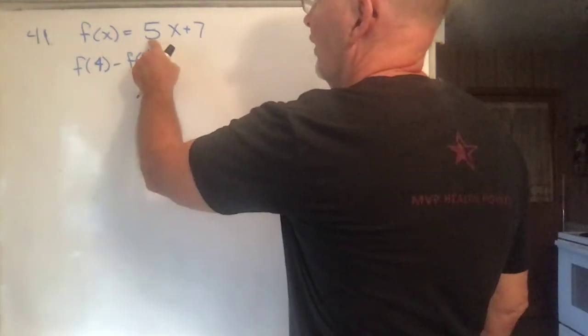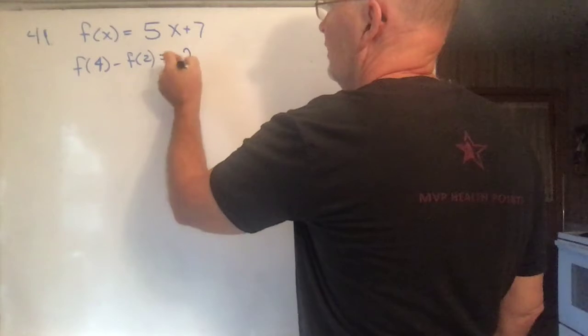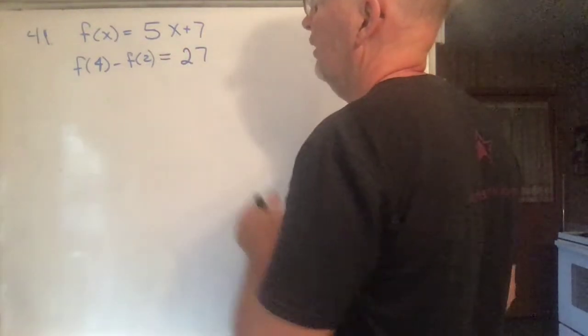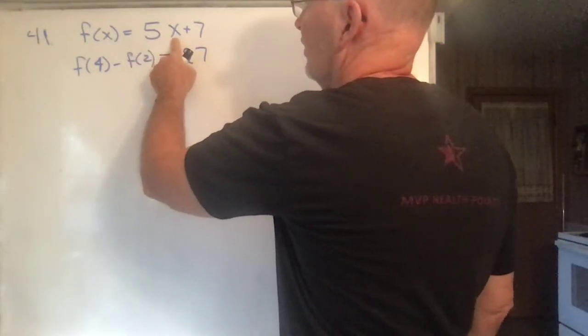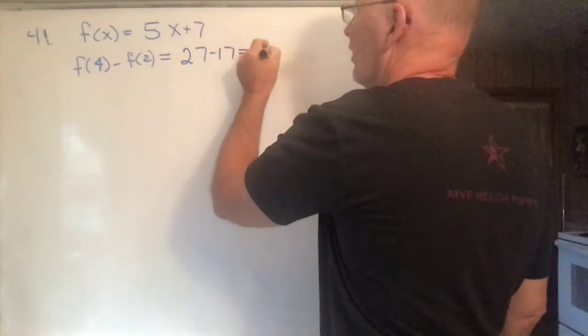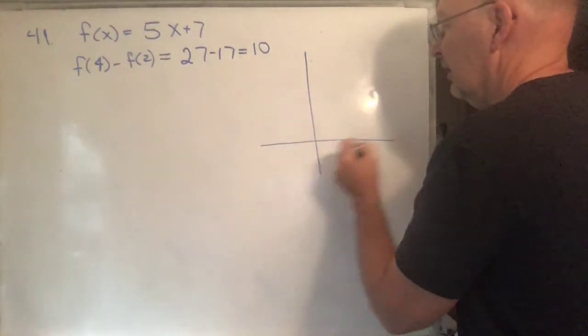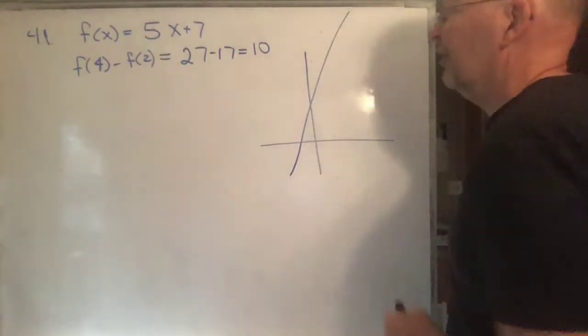So you put a 4 in there, and you're going to get 5 times 4 is 20, plus 7 is 27. Put a 2 in there, you're going to get 2 times 5 is 10, plus 7 is 17. And so you subtract them and you're going to get 10. And that is something we could have gotten easier just by realizing what this function is.